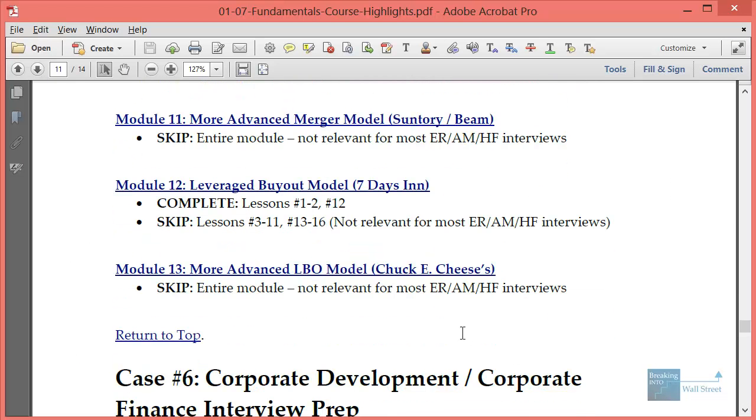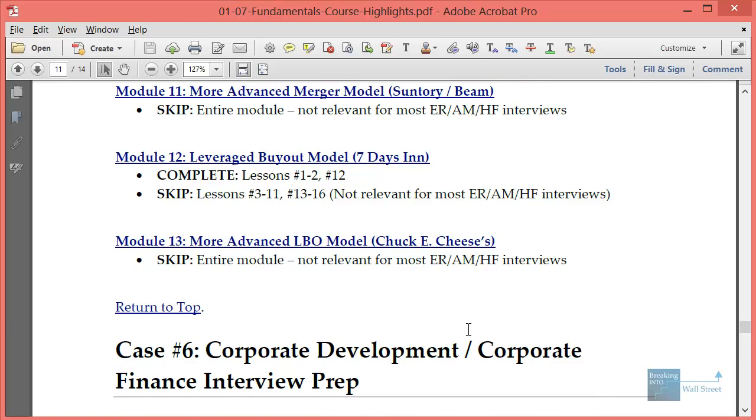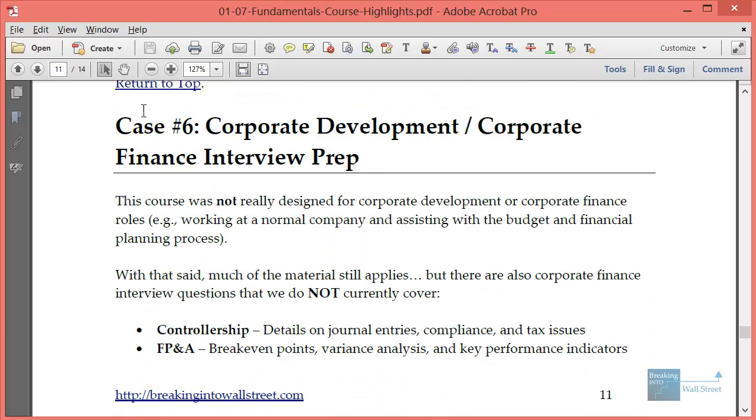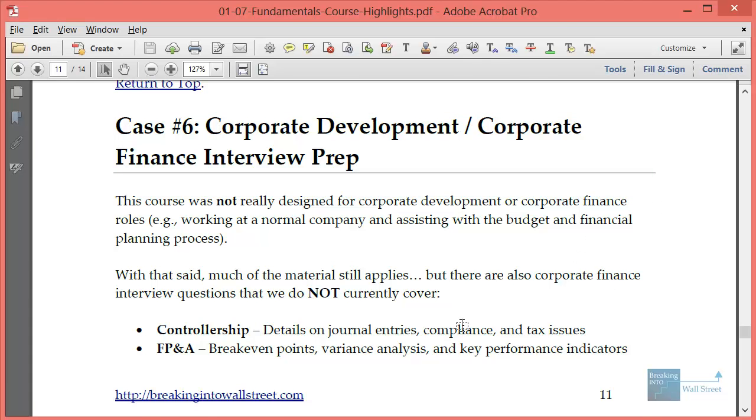That's our study plan for these public markets roles, equity research, asset management, and hedge funds. Let's move to our last case now, corporate development and corporate finance interview prep. The first thing I'll mention here is that this course wasn't really designed for this exactly. Now, a lot of the material does still apply.